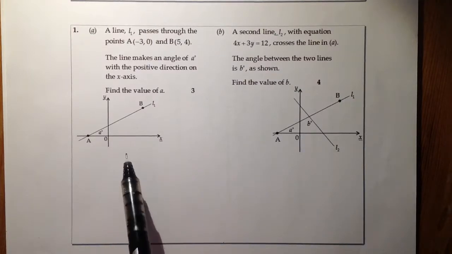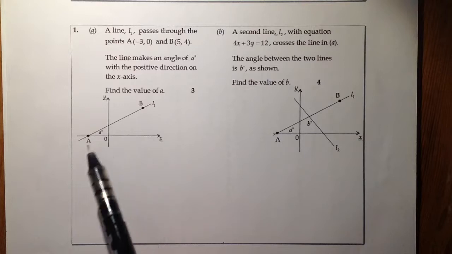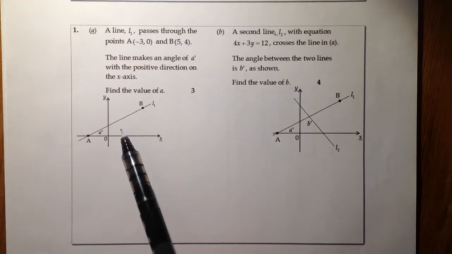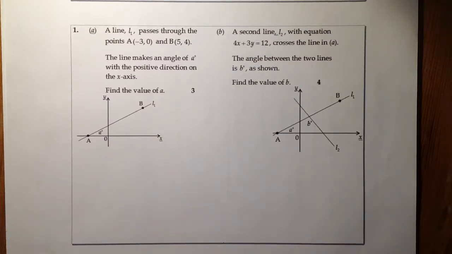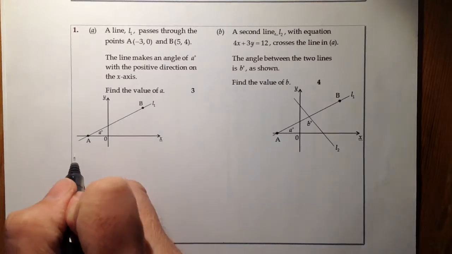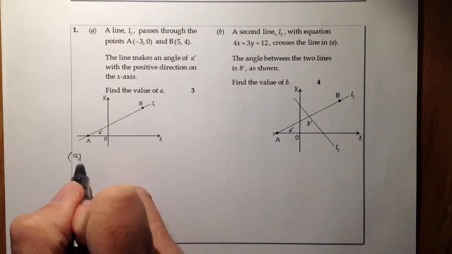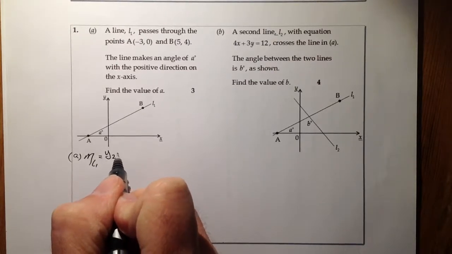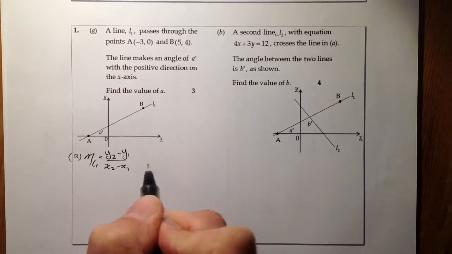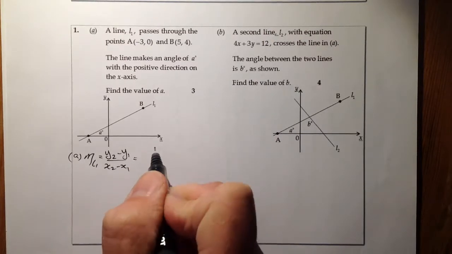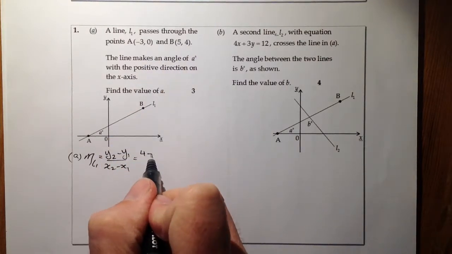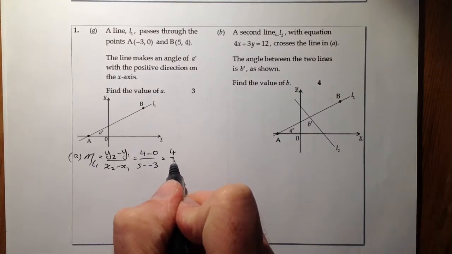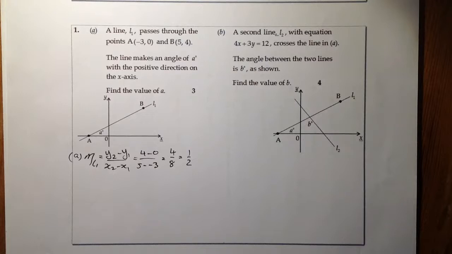The way we're going to approach this one is to work out the gradient of the line between the 2 points, then use the tan theta equals m formula to work out the value of the angle. Let's go ahead and do that. First, find the gradient of L1. It's y2 minus y1 all over x2 minus x1. That's going to be 4 take away 0, and 5 take away minus 3. That gives me 4 over 8, and simplified down, a half.